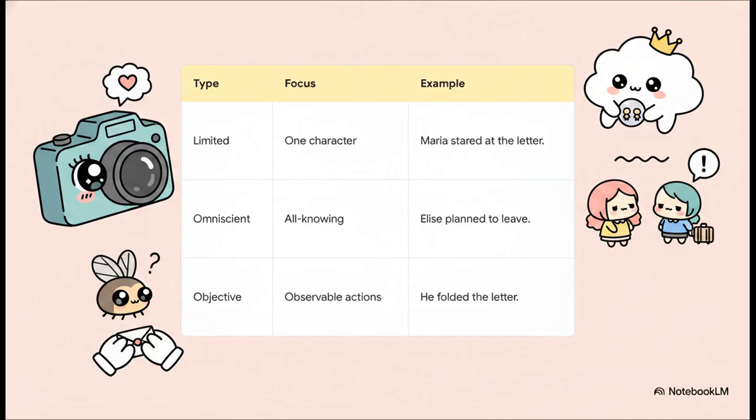Then we have third-person omniscient. This is your all-knowing, godlike camera. We know Daniel thinks the fight is over, but we also know Elise is already planning to leave him. And finally, we have the objective perspective. This is strictly observable actions. He folded the letter. We get absolutely zero internal thoughts here. It's this pure cinematic mystery where you have to guess what the character is feeling just by watching what they do.